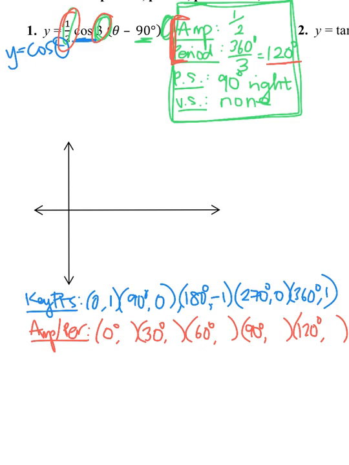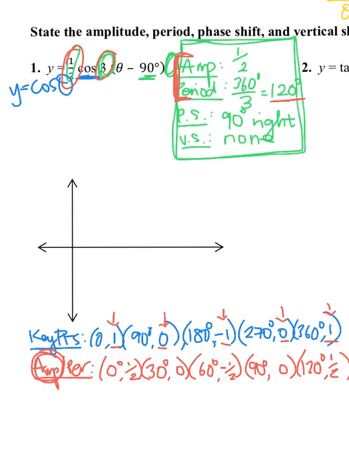Now the amplitude, I'm going to multiply all my y coordinates here by that 1/2. So 1 times 1/2 gets me 1/2. 0 times 1/2 is still 0. -1 times 1/2 is -1/2, 0, and 1/2. So for the amplitude, all you do is multiply the y coordinates of the original by that 1/2, which we see in that equation being multiplied right there. If it was -1/2, I would multiply by -1/2.